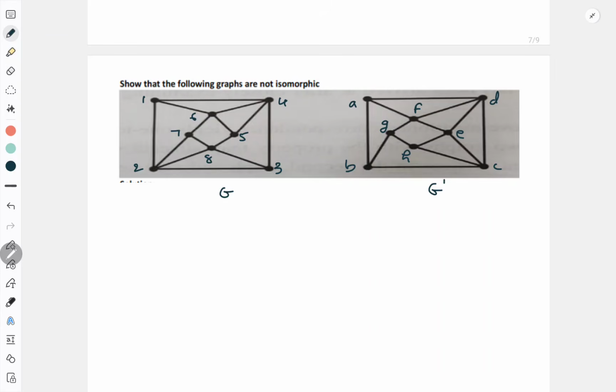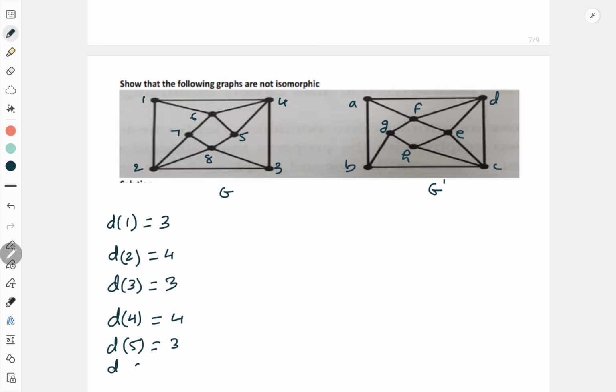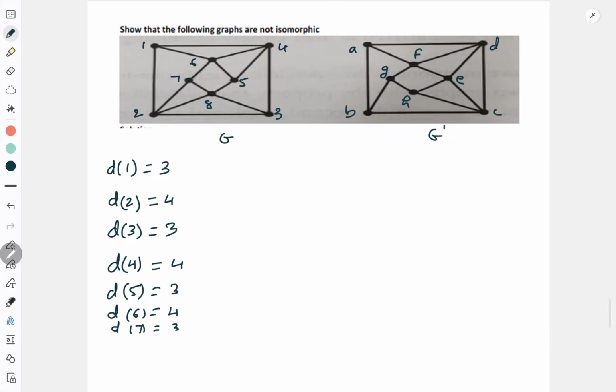Now see. Degree of 1 is 3. Degree of 2 is 4. Degree of 3 is 3. Degree of 4 is 4. Degree of 5 is 1, 2, 3. Degree of 6 is 4. Degree of 7 is 3. And degree of 8 is 4.